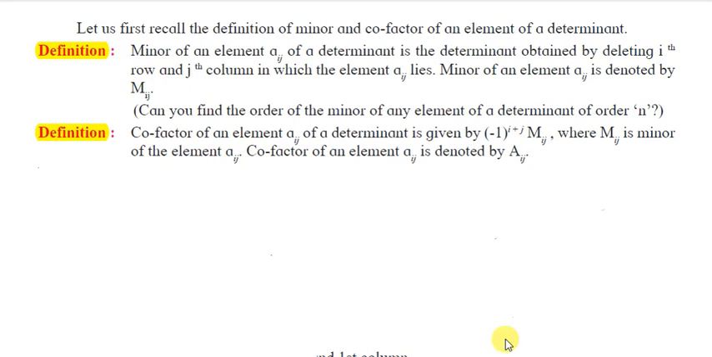Next, definition for cofactor. The cofactor of an element Aij of a determinant is obtained by (-1) raised to i plus j into Mij, where Mij is the minor of an element Aij. Cofactor of an element Aij is denoted by capital letter A suffix ij. That ij defines ith row and jth column. So similar to minors, we are also able to find cofactors. So these are the values we have to find first.